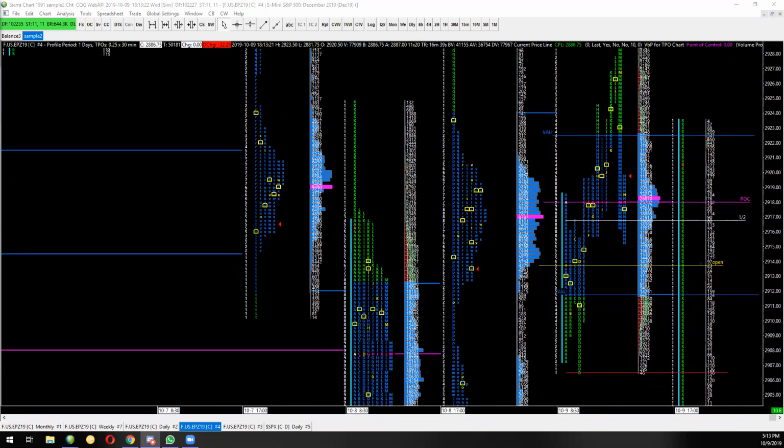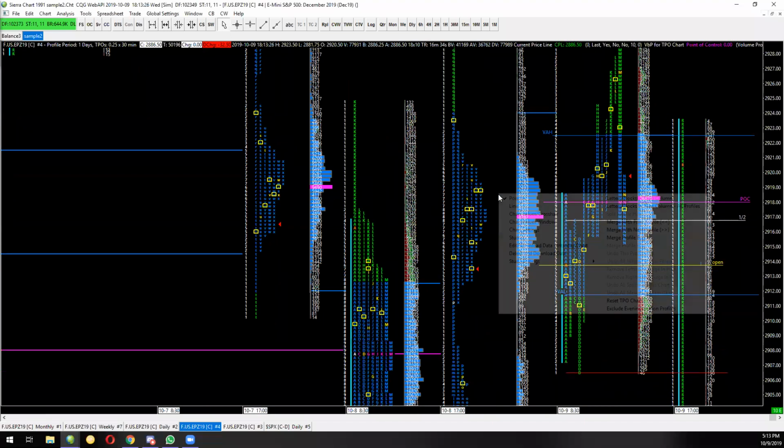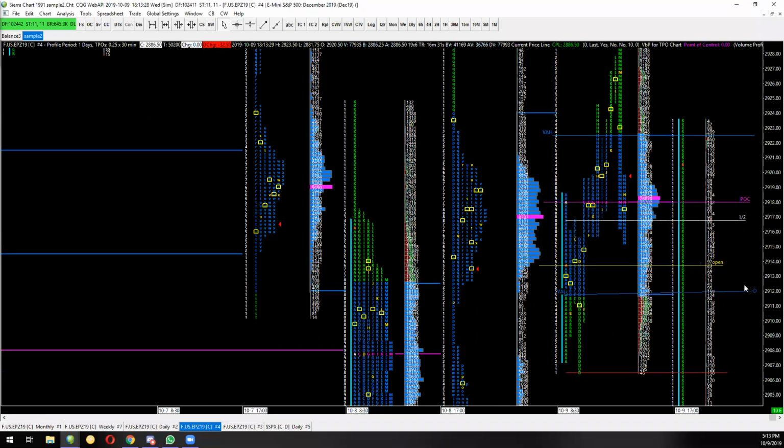All right. Mindful brings up a point. Now, some people, like Mr. Dalton, will not look at volume at all. I find it important to look at both the volume value area and the time value area. I'm not going to get into why right now, but let's just say that they are both important.